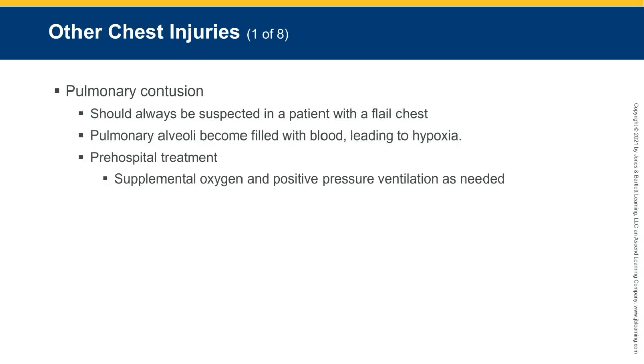Pulmonary contusion should always be suspected in a patient with flail chest. Blood accumulates in the alveoli, impairing gas exchange and leading to hypoxia. Treatment includes oxygen and positive pressure ventilation if needed.